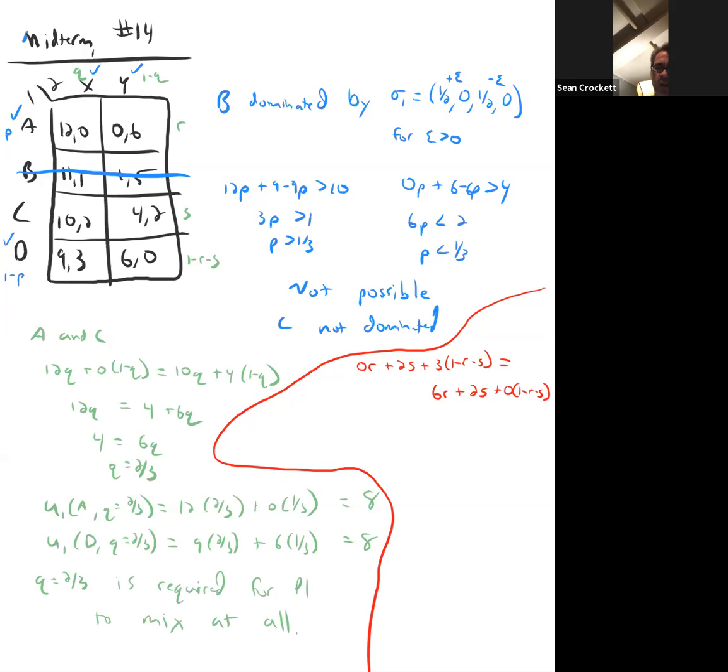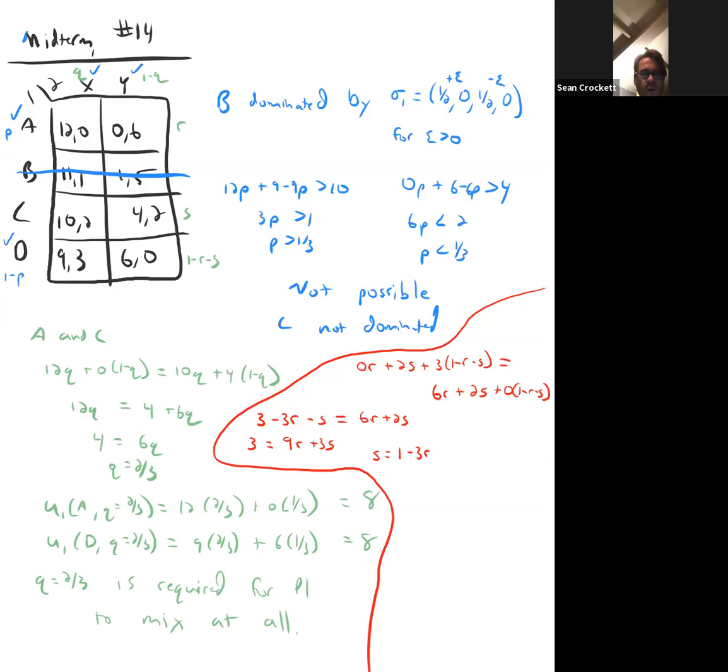All right. So we're going to have that 3 minus 3R minus S is equal to 6R plus 2S, which means that 3 is equal to 9R plus 3S, which means that we can divide everything by 3 and throw the R on the other side. S equals 1 minus 3R.